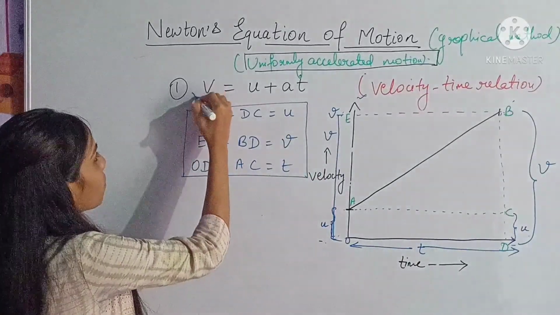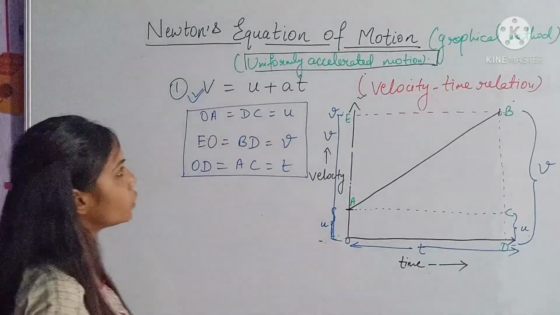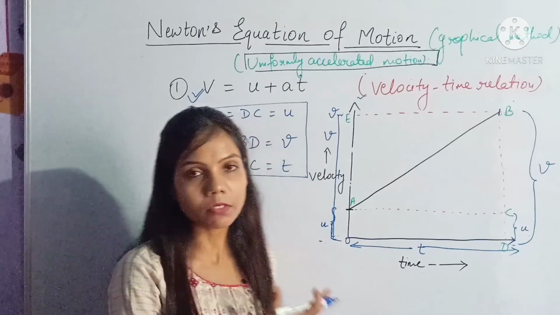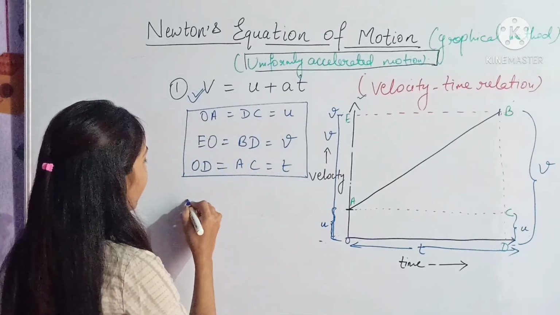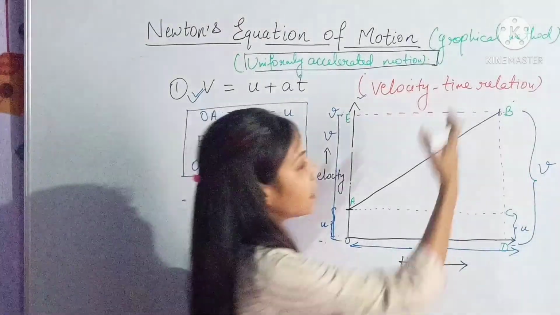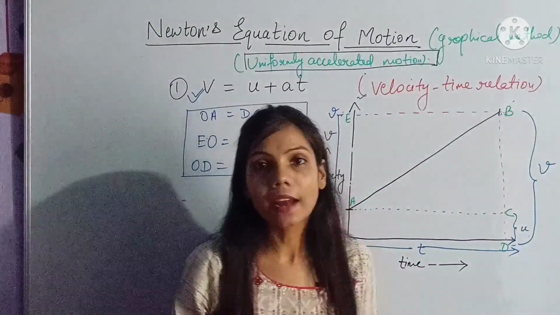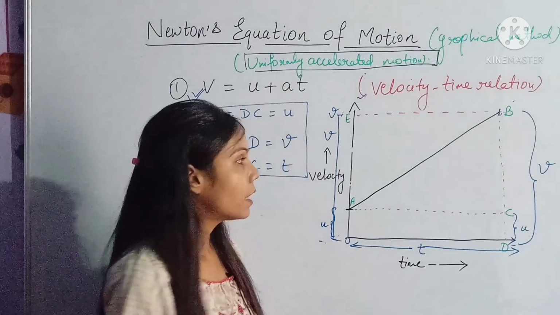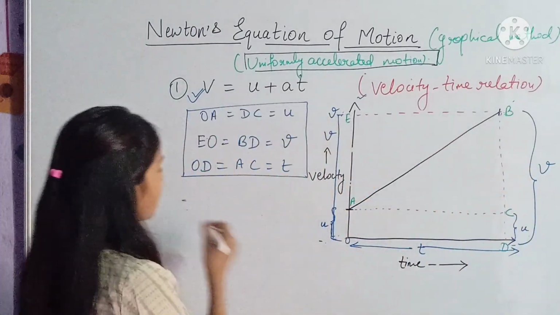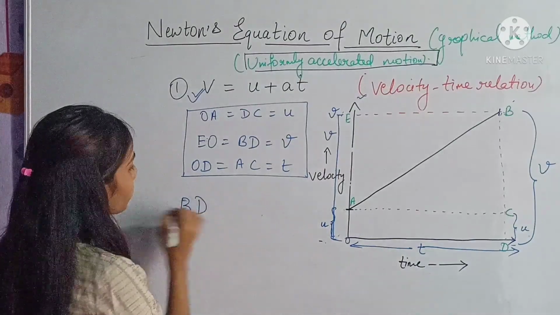Okay. Now the main part of the equation is V is equal to U plus AT. Final velocity has to be calculated from this equation. V is the final velocity. Now we will try to find out in this graph which line is representing the final velocity. So the line BD is representing the final velocity. So can you write BD?